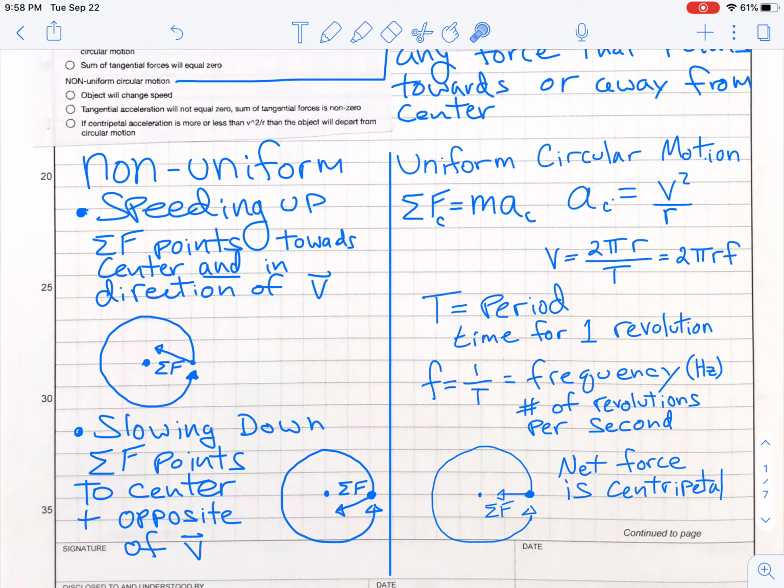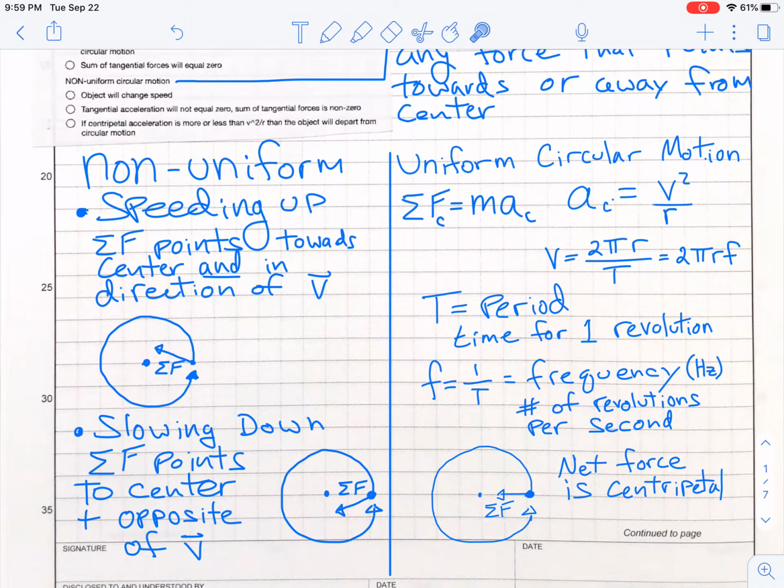And the frequency is related to the period. The frequency is measured in hertz, and that's a measure of the number of revolutions per second, which is the inverse, or the reciprocal, I should say, of the period. So another way of writing our velocity, instead of 2 pi r over T, which is distance over time, we can do distance multiplied by 1 over time. So 2 pi r times the frequency. A frequency of 10 hertz means 10 cycles, or 10 circles, per second.